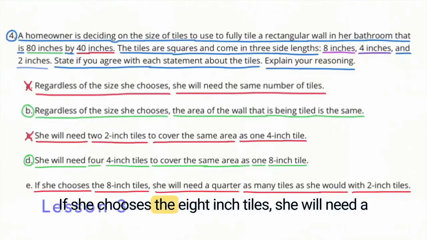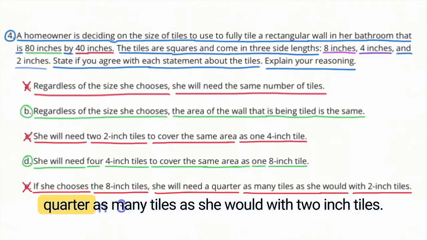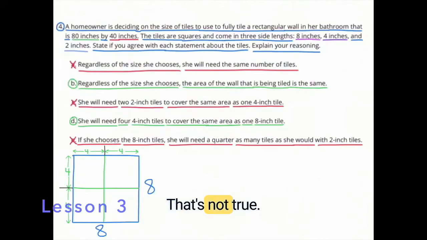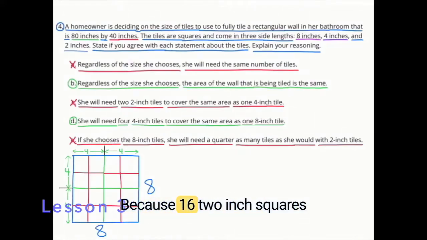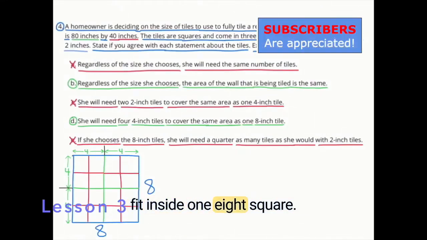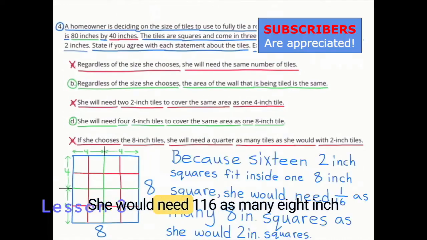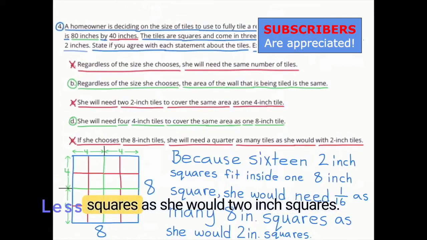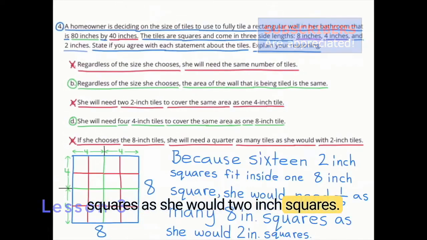If she chooses the 8-inch tiles, she will need a quarter as many tiles as she would with 2-inch tiles. That's not true, because 16 2-inch squares fit inside 1 8-inch square. She would need 1/16 as many 8-inch squares as she would 2-inch squares.